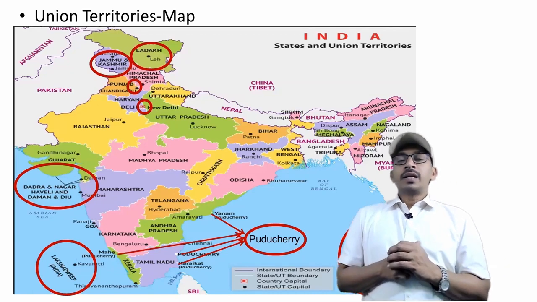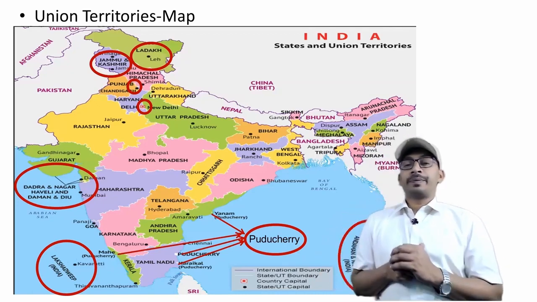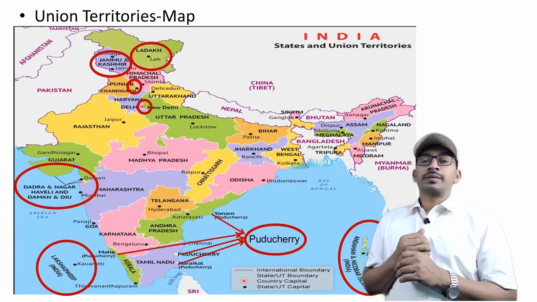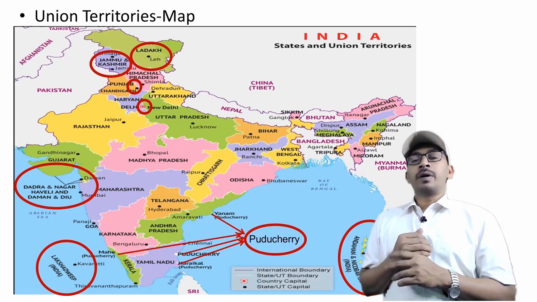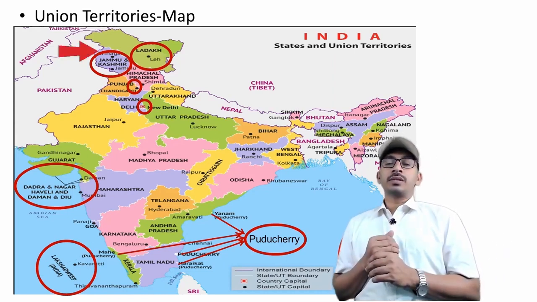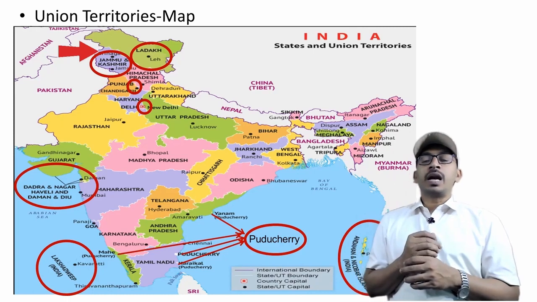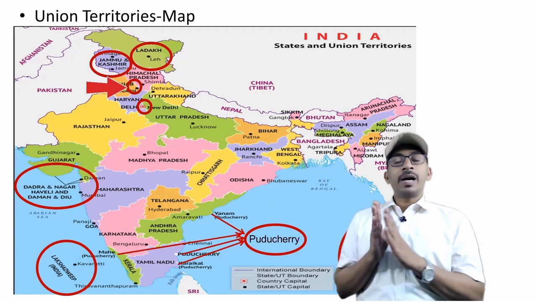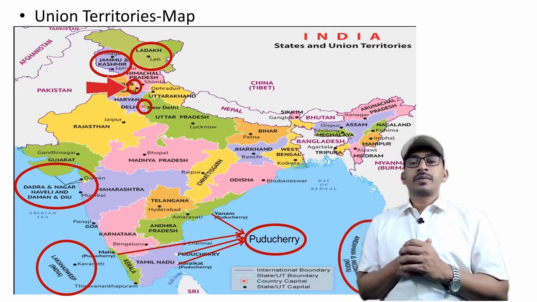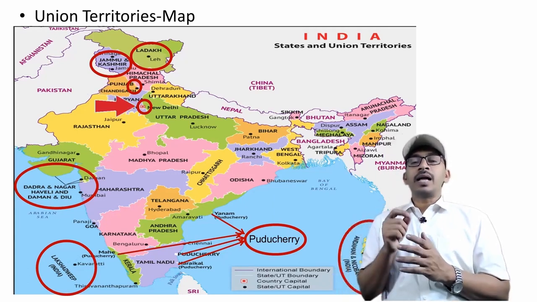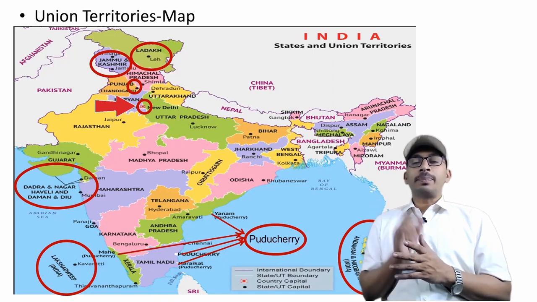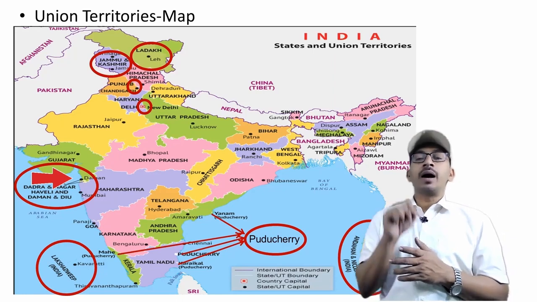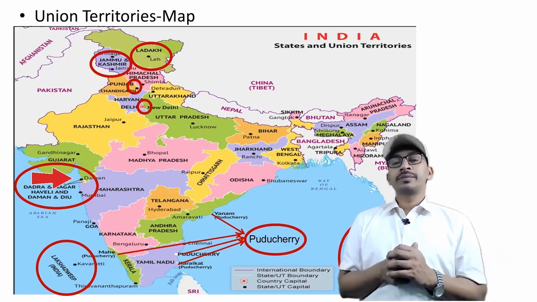The union territories of India are given in this map. Let's discuss them from the north. Because of political and security reasons, Ladakh and Jammu and Kashmir are declared as union territories. Chandigarh, common capital for Punjab and Haryana, declared as union territory. Delhi, national capital territory, Delhi NCT declared as union territory because it is national capital. Dadra Nagar Haveli, Daman, Diu, which were Portuguese territories, were declared as union territories.